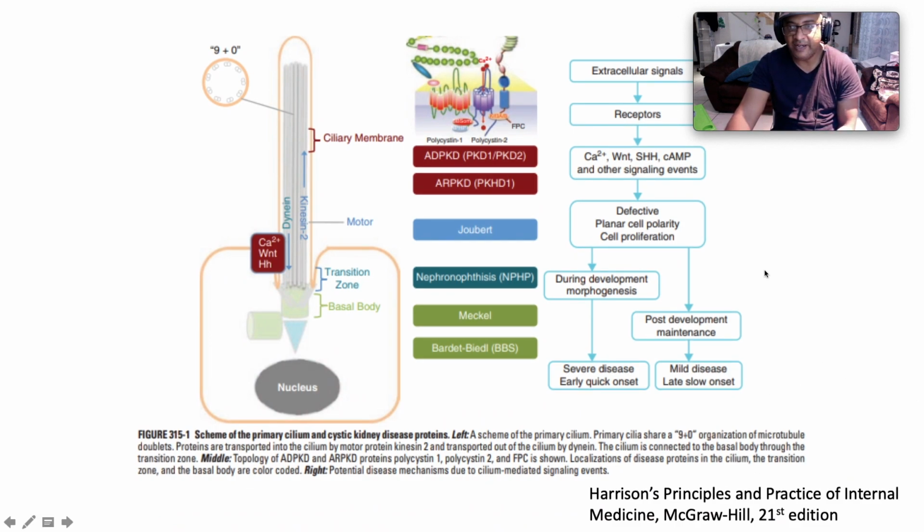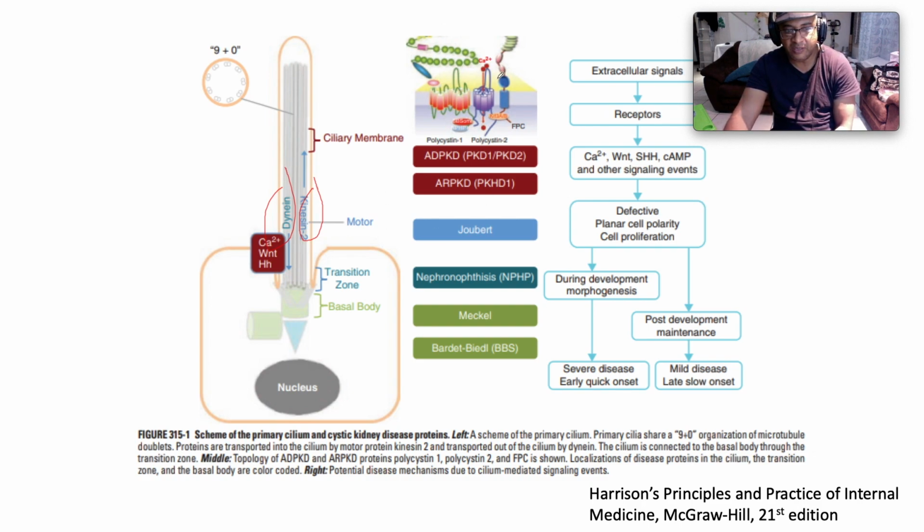So here's a beautiful diagram taken from Harrison's, and here we are looking at the schemata of the primary cilium and cystic kidney disease proteins. On the left, this diagram shows us a scheme of the primary cilium. Primary cilia share a 9+0 organization of microtubular doublets. Proteins are transported into the cilium by motor protein kinesin 2 and transported out of the cilium by dynein. The cilium is connected to the basal body through the transition zone.